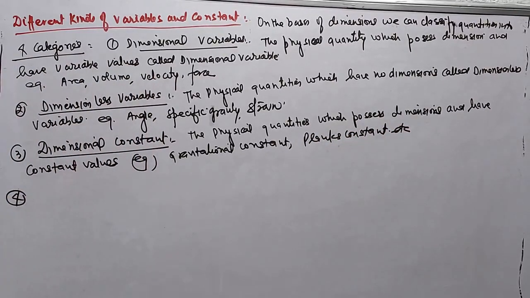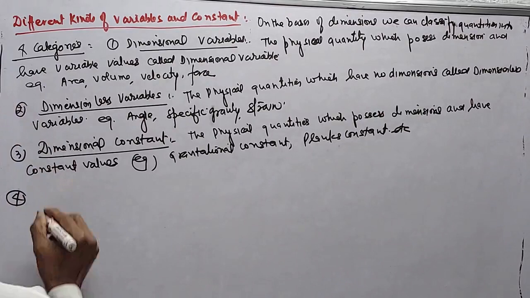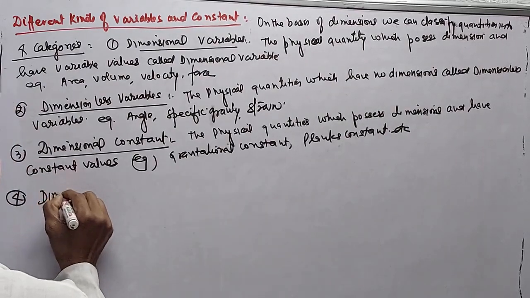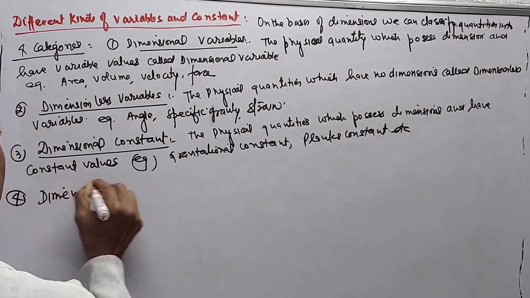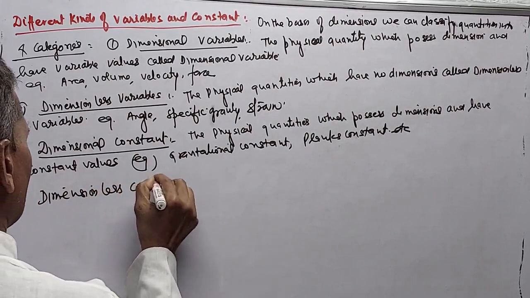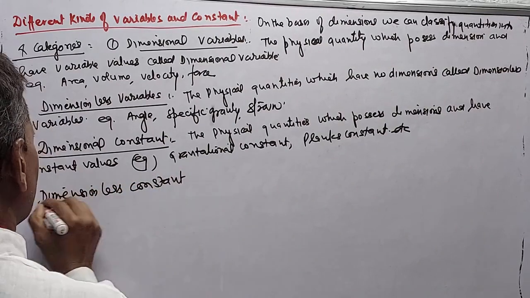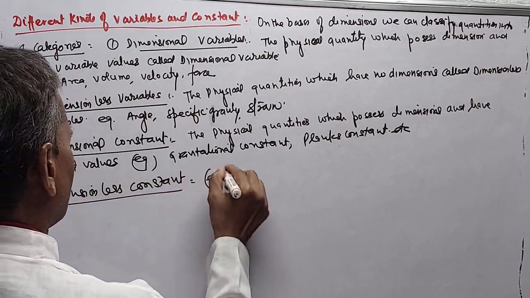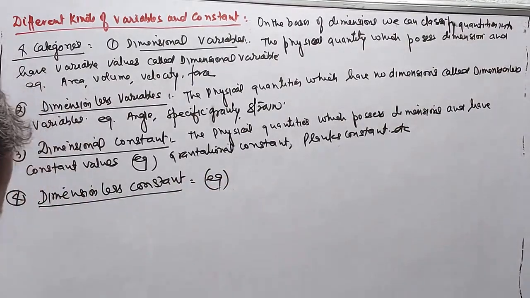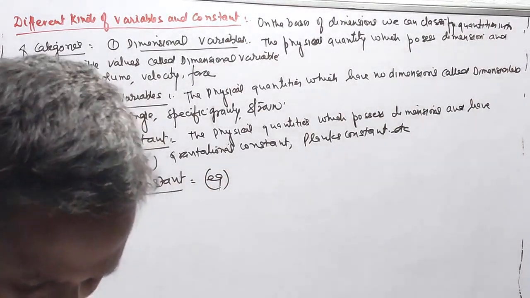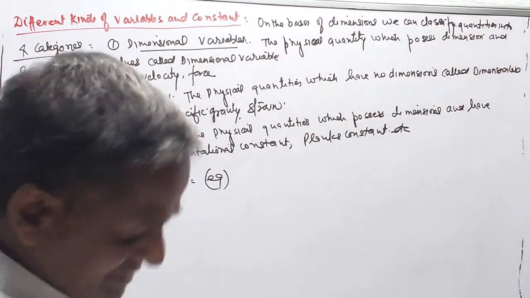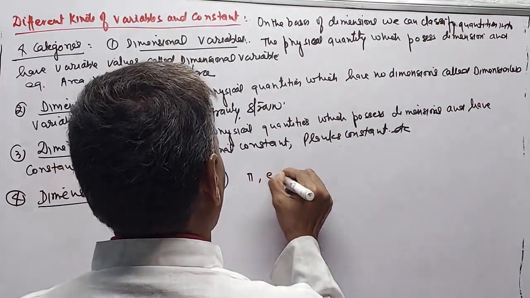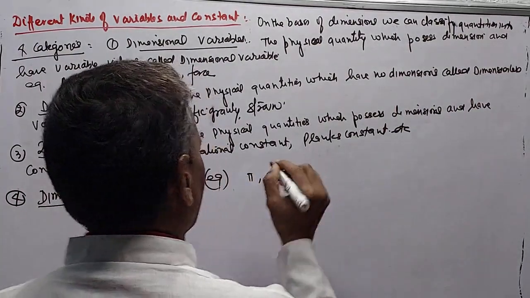The fourth one is dimensionless constant. For example, pi and e, etc.